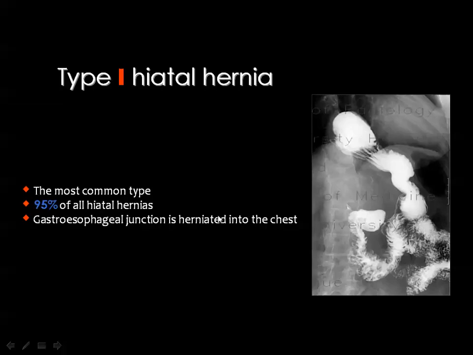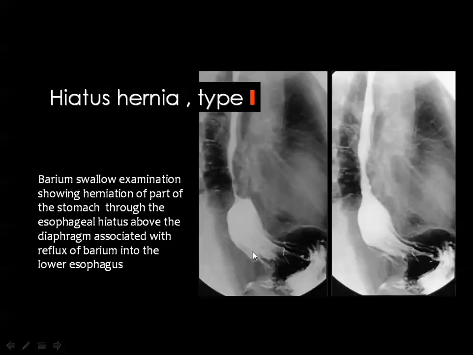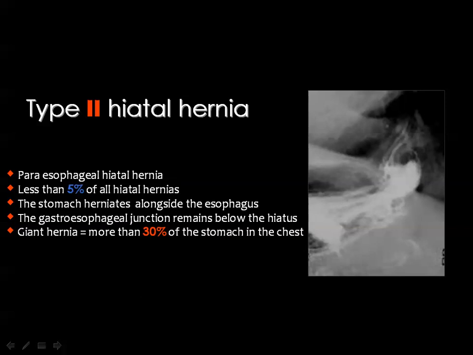Then type 1, which is the most common type, means that the gastroesophageal junction is above the diaphragm. And this is a good example of type 1 hiatus hernia. You can see the gastroesophageal junction is above the diaphragm and also part of the stomach. And type 2, you can see the gastroesophageal junction is below the diaphragm and part of the stomach is herniating posterior to the esophagus above the diaphragm. This is rare and represents less than 5% of all hiatus hernia.